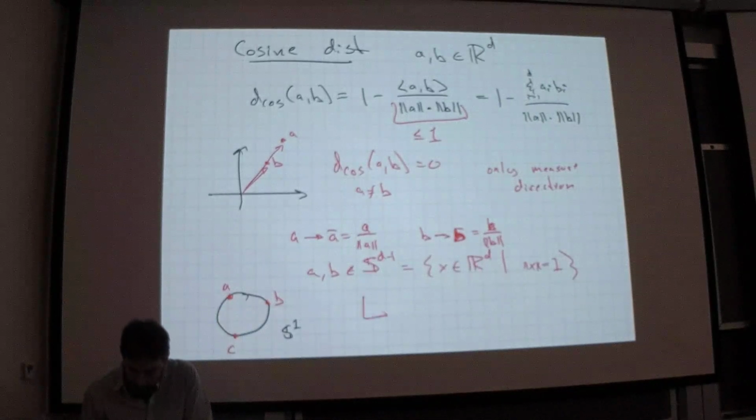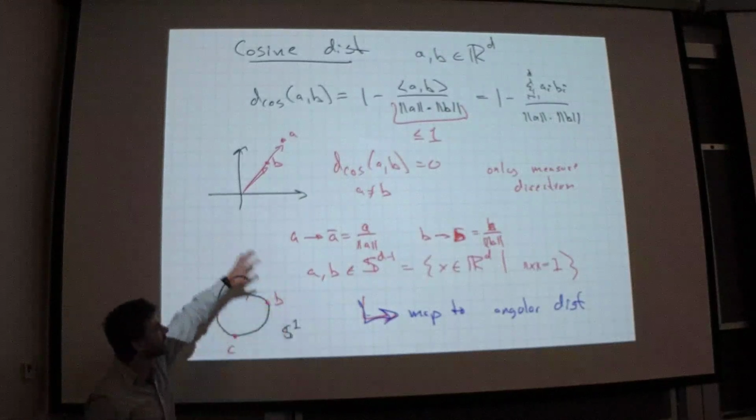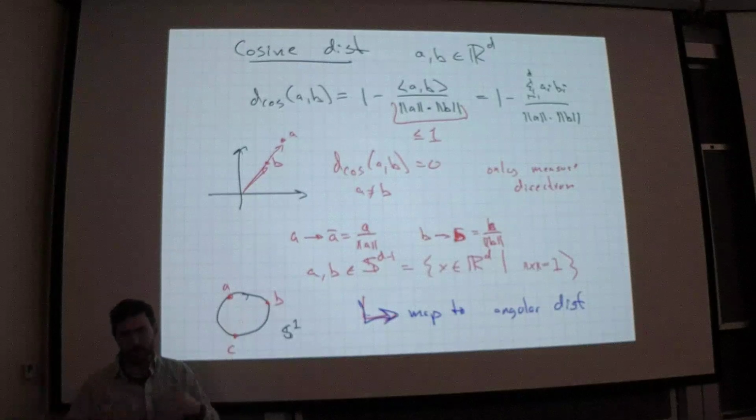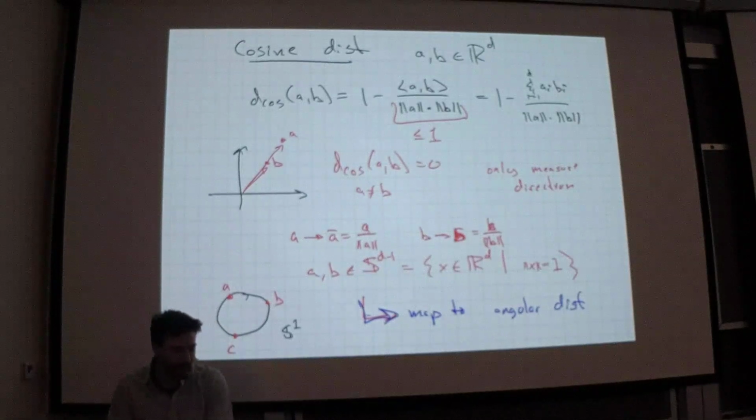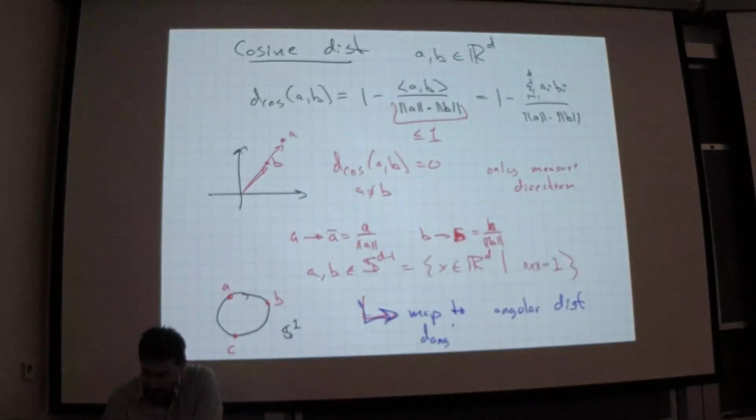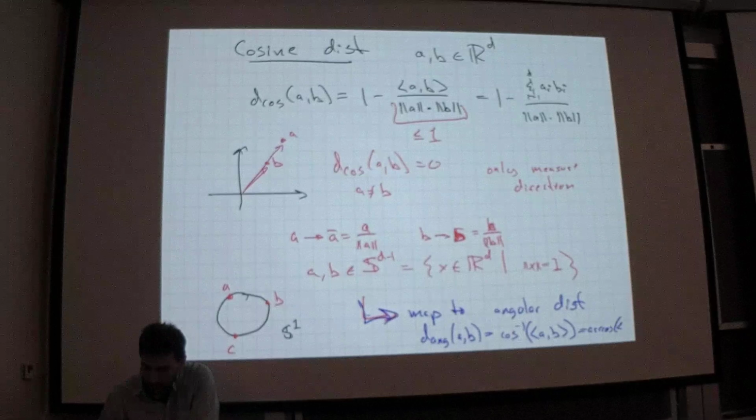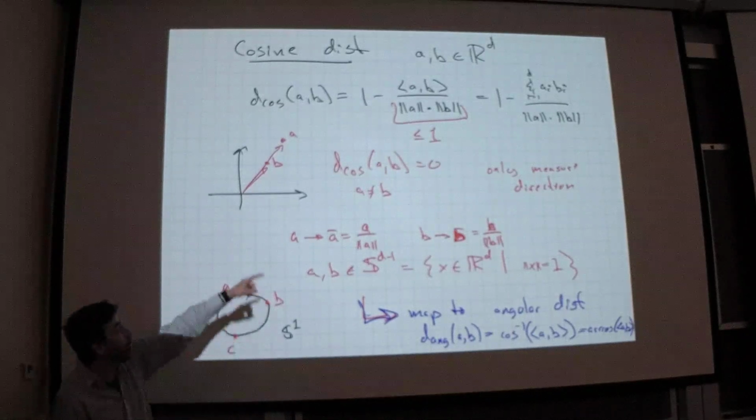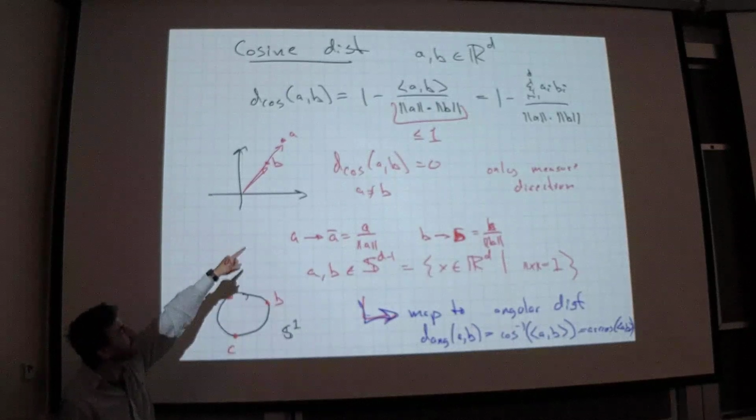So what people typically do is map to what's called the angular distance. The cosine is often what people measure and report in papers, but the angular distance has a nicer property. The angular distance between A and B is equal to the inverse of the cosine, the arc cosine of the inner product between A and B. So instead of doing a 1 minus something, I'm just taking the arc cosine.